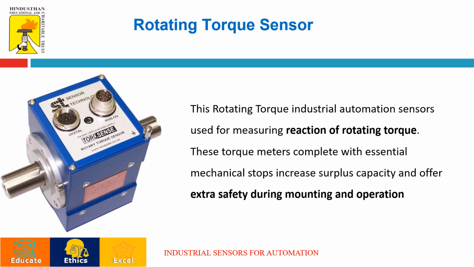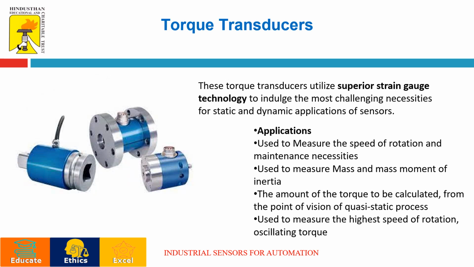It is used for measuring the reaction of rotating torque. Rotating torque is a kind of circular motion, and it is mainly used for extra safety during mounting and operation. Torque transducers utilize a superior strain gauge. A strain gauge is nothing but an electrical resistance that varies with the change in strain. Whenever there are small variations in the strain in a particular object, the strain gauge expresses them. So this transducer will act as a superior strain gauge, measuring the small strain variations and giving an electrical signal as the output.